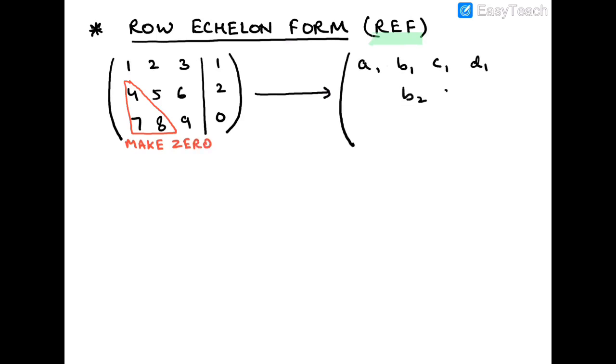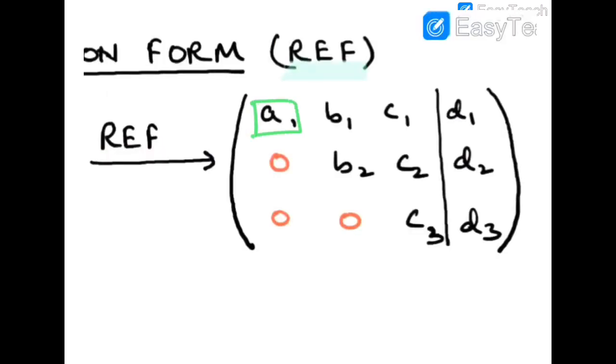So after a few operations, we will get a matrix in this form where each leading coefficient is to the right of the leading coefficient in the above row. So like here, A1 is the leading coefficient for row 1 and for row 2 it's B2 and for row 3 it's C3, and B2 is to the right of A1 and C3 is to the right of B2. So each leading coefficient is to the right of the leading coefficient above it.